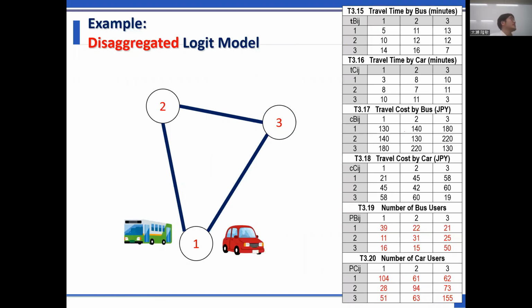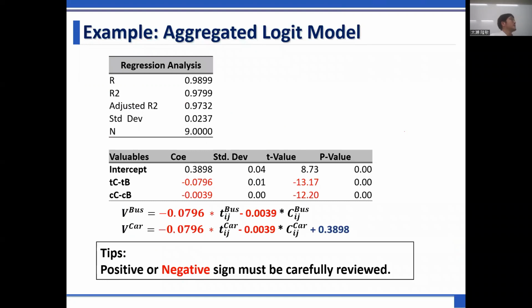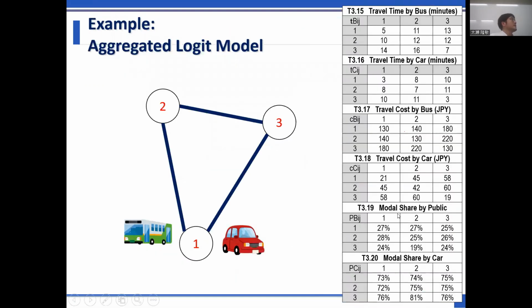Next one is the disaggregated logit models. This figure and tables are totally the same as the aggregated logit models. However, when you compare the figure, yes, the modal share by public transport can be described as probabilities, and in this aggregated logit model, the number of OD pairs is supposed to be significant enough.